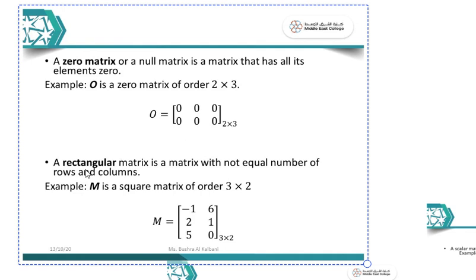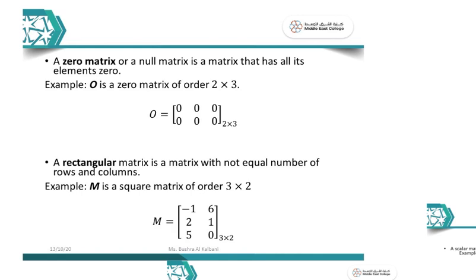A rectangular matrix: if it is shaped like a rectangle, we call it a rectangular matrix. Also, if the number of rows is not equal to the number of columns, we call it a rectangular matrix. If you see here the number of rows is 3 and the number of columns is 2, which is not equal. If it is not equal, we call it a rectangular matrix.